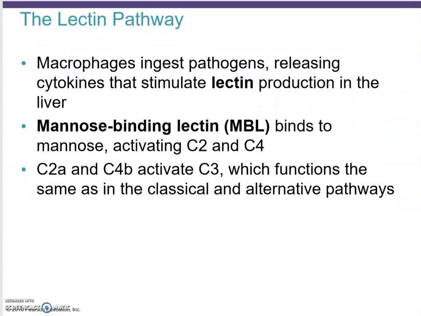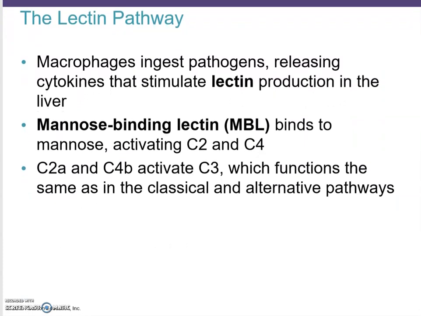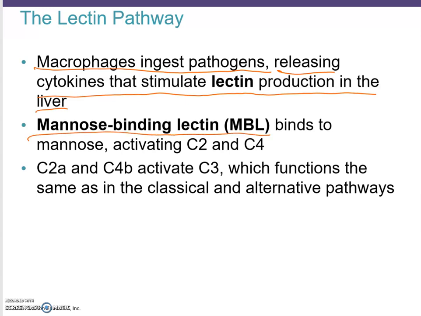Then there is a third pathway that you should know, called the lectin pathway. That's another alternative to the activation of complement. In this case, macrophages ingest pathogens, releasing cytokines that then stimulate lectin production in the liver. Now you have mannose binding lectin, MBL, that binds to mannose, and it will activate C2 and C4. Once C2 and C4 have split into their A and B components, then C2A and C4B will activate C3, and that is the critical thing that needs to happen. Then once we activate C3, we will get the typical things of inflammation enhancement, opsonization, and cytolysis.